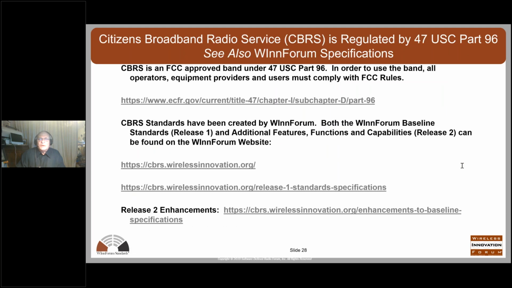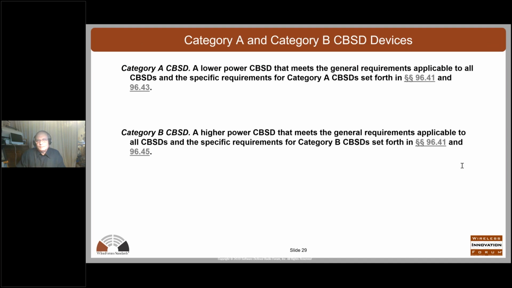All right, and here are some resources for using the regulations on FCC Part 96. So the electronic code directory can be found on the web, which gives you every aspect of CBRS, and the two locations for the baseline standards, which we call Release 1, and the baseline standards for Release 2 are given at these locations. Let's move on and skip this one.